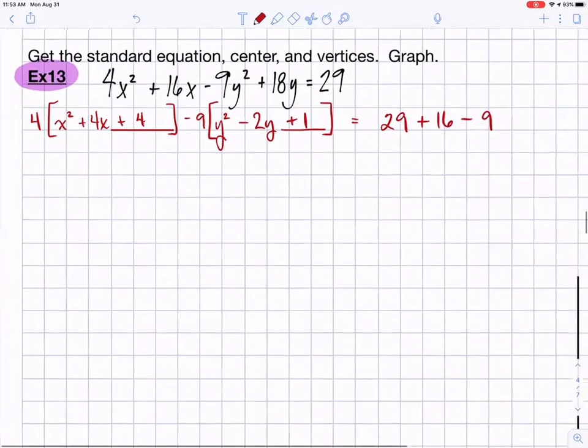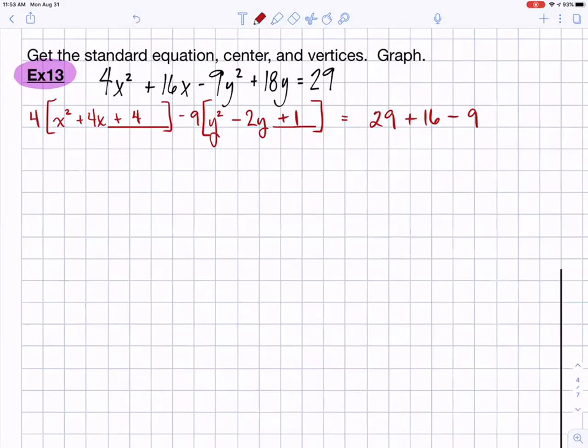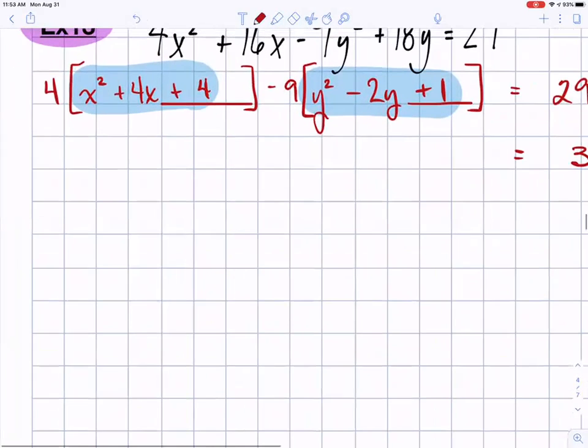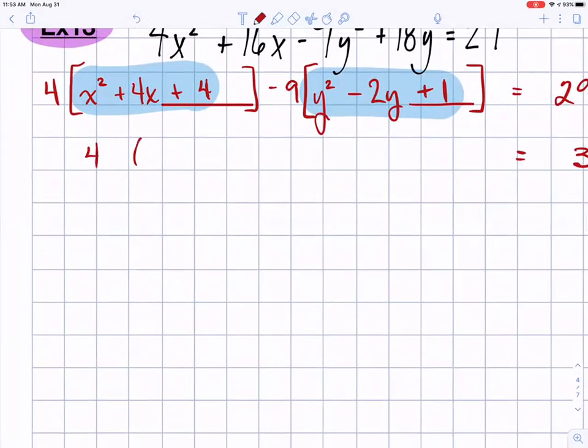Okay, so let's clean that up then. My constants, if we combine our like terms, 36. Okay. My next step is to factor the trinomials. So I'm going to have 4 times, what is that trinomial factored? x plus 2. Okay. What do I keep writing? -9 times y minus 1 quantity squared.